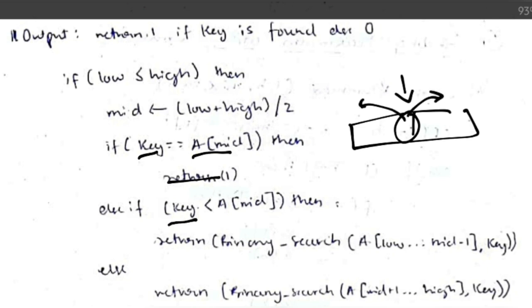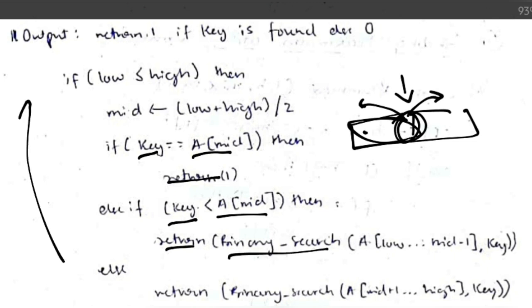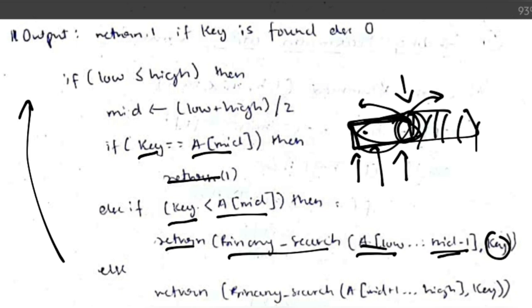If it's the left part, it means key is less than a of mid. A of mid is this value. If the value we are searching for is in the left part, then we return binary search, calling this algorithm again with a of low till mid minus 1, comma key. What is a of low till mid minus 1? This is low, and mid minus 1 means this. So in this algorithm we are just passing this much of the array, this part we are not passing, and the key we are passing.